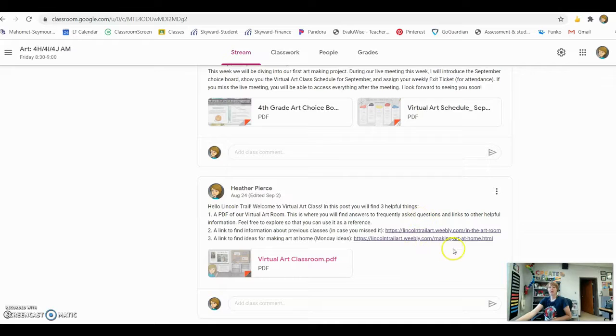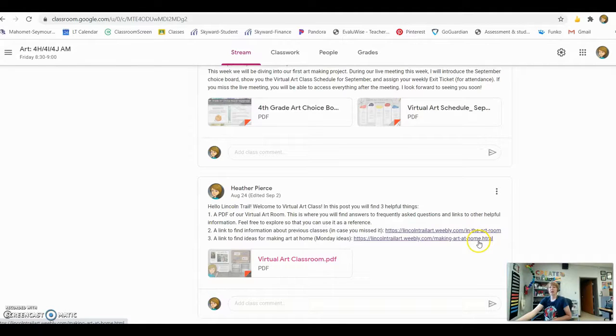Added to it now this week, we have our two different links that are going to take you to the Lincoln Trail Art website. In the art room is going to have a weekly update for things that are missed in class. So you're going to click on that link, and at the end of the school day on Friday, I will update that each week to let everybody know what they missed.